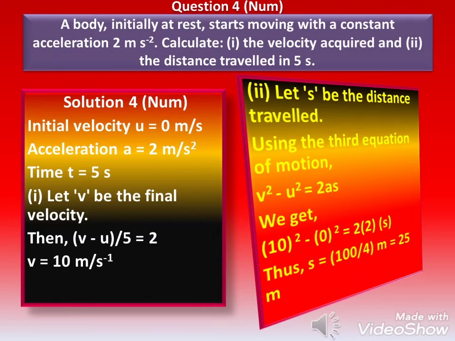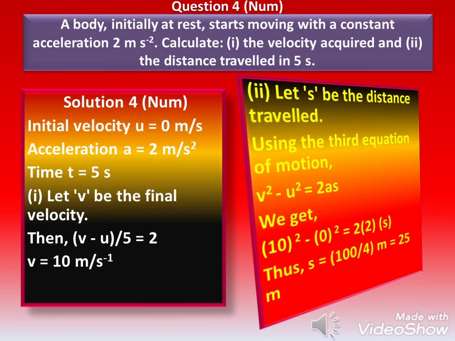Question number 4. A body initially at rest starts moving with a constant acceleration of 2 meter per second square. Calculate, first, the velocity acquired. Second, the distance travelled in 5 seconds.